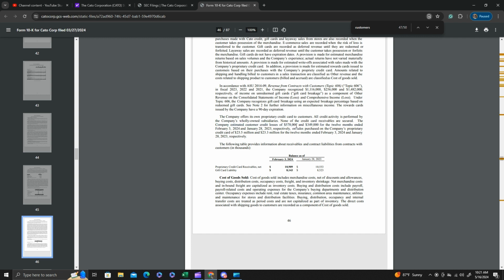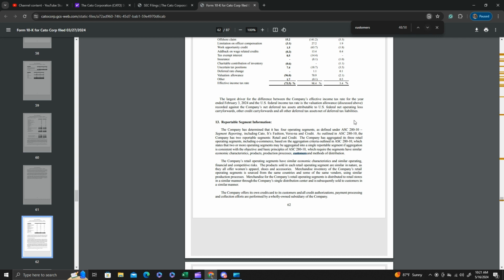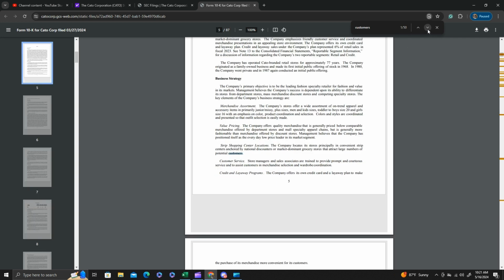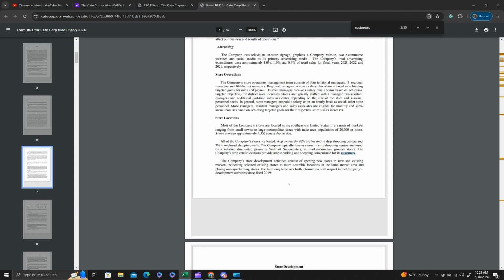Company estimated customer credit loss of 578,000. Oh God, for 12 months ended February 3rd, 2024. So looks like that's not good. So we could see that as mostly customers. So we could probably put. Let's just do.